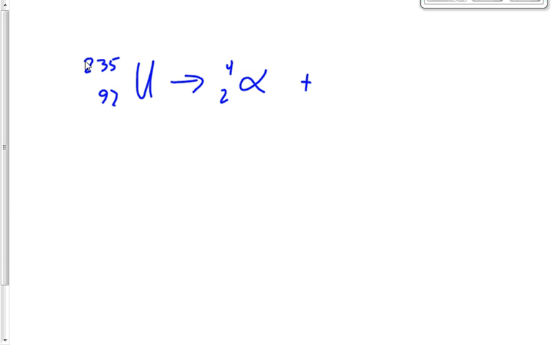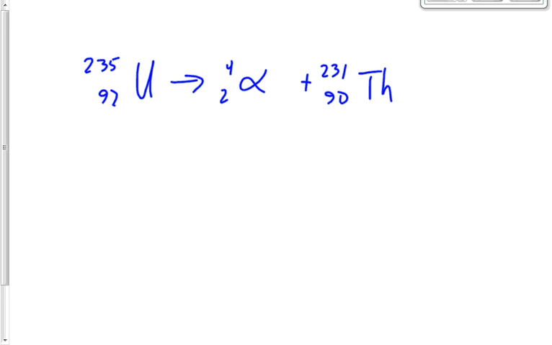2 plus what equals 92? I know I'm asking a lot of you right now on Monday morning, right after the break. 2 plus what equals 92? Some people are smiling, meaning, okay, we get it. We know that 2 plus 90 is 92. Some people are just sitting there kind of like, yeah, he is asking a lot of us right after the break. 2 plus 90 is equal to 92. All right. 4 plus what equals 235? 231. And 90, if we look on our periodic table, I believe is thorium.